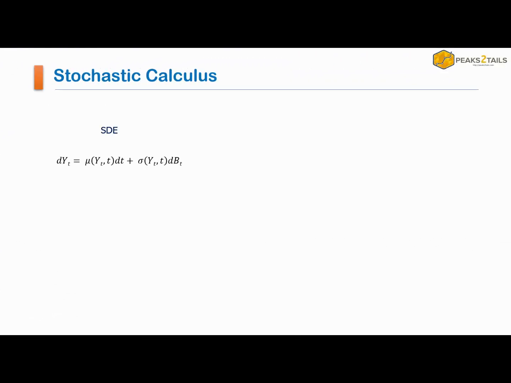So we have talked about SDE, which is a stochastic differential equation. Generally, it will be of this form. So there will be a drift term and there will be a volatility term. The drift term can be a function of the process level itself and time. Volatility can be a function of the process level, which is Yt, and time. The drift is responsible for the mean of the distribution, and the volatility is responsible for the dispersion.